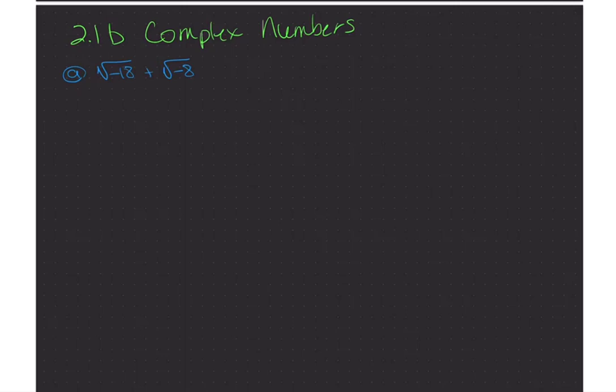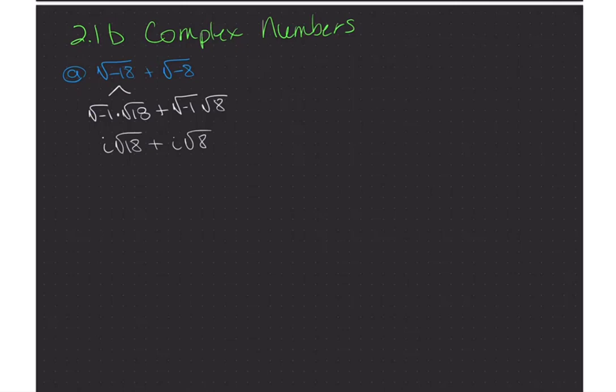So we learned in the previous section that we could rewrite this as the square root of negative 1 times the square root of 18. And the square root of negative 8, we could write as the square root of negative 1 times the square root of 8. And we know that the square root of negative 1 is i, and we still have our square root of 18. And the square root of negative 1 again is i, and then we have the square root of 8.